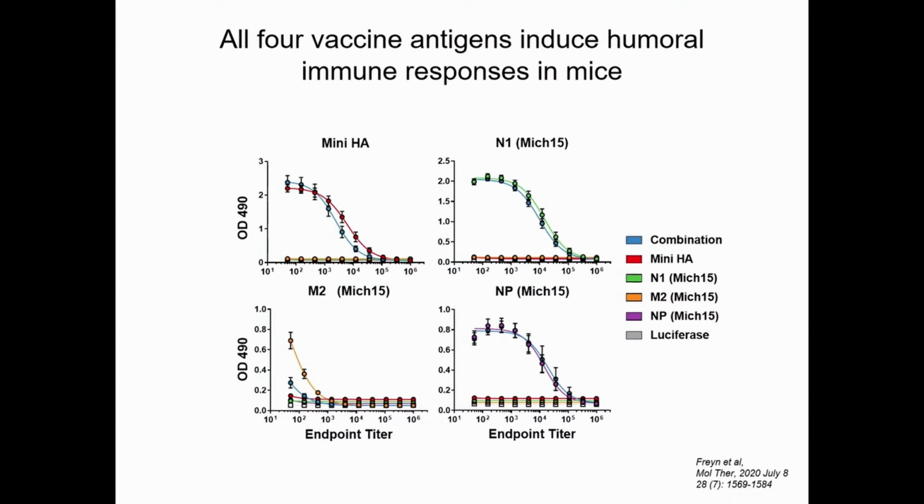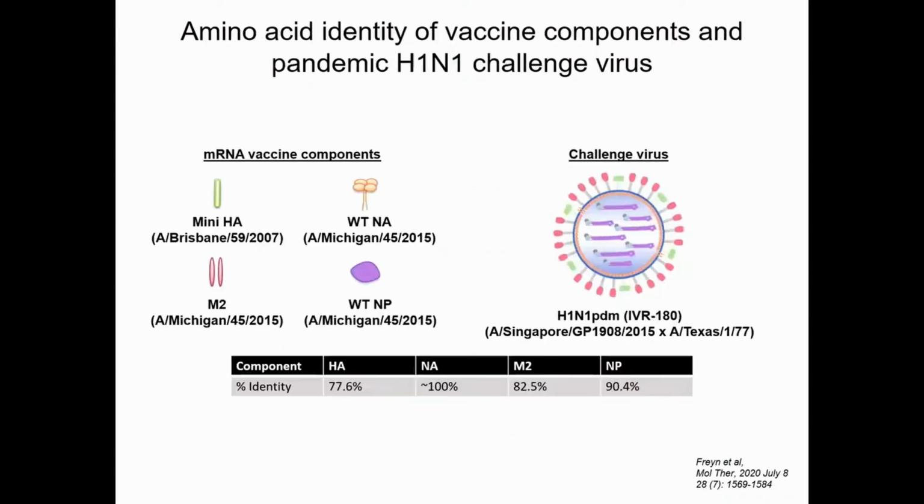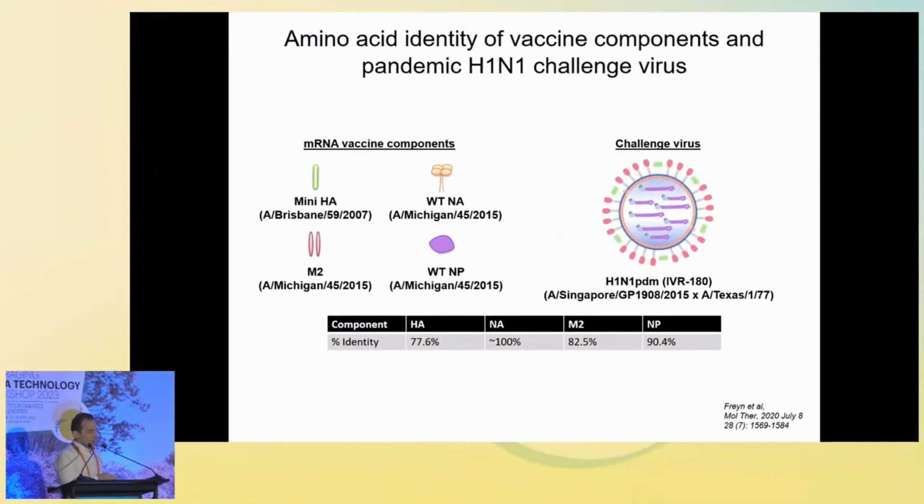And we were very, very happy to see that in most cases, we didn't see a significant decrease or any decrease in antibody titers. In the case of M2, we did see some decrease, but it was not that significant. So initially we wanted to challenge animals with the A/Michigan/2015 virus, but it's not lethal in mice, and we wanted to use a virus that kills the animals. So we decided to use IVR180.